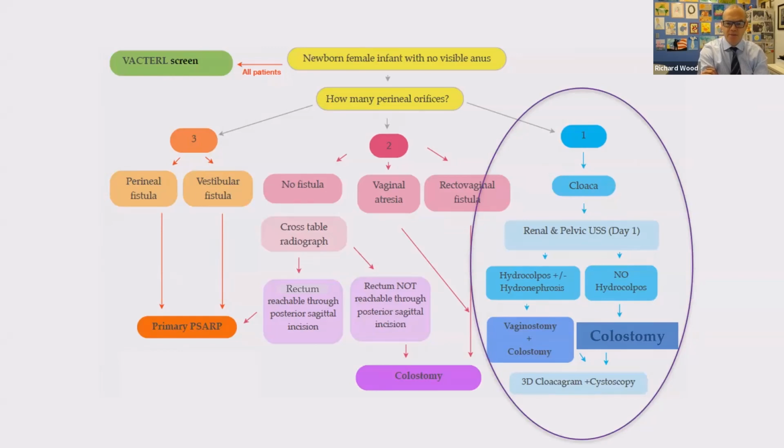We will talk a little bit about the initial management, and I'll get onto that in a little second. We usually start off with cloacas with doing a renal and pelvic ultrasound on day one, because it's really key to working out if this is a patient who has a hydrocolpos and hydronephrosis, or if there's no hydrocolpos. If there's hydrocolpos, then that adds an extra dimension to the treatment, and we'll get onto that in a little second.